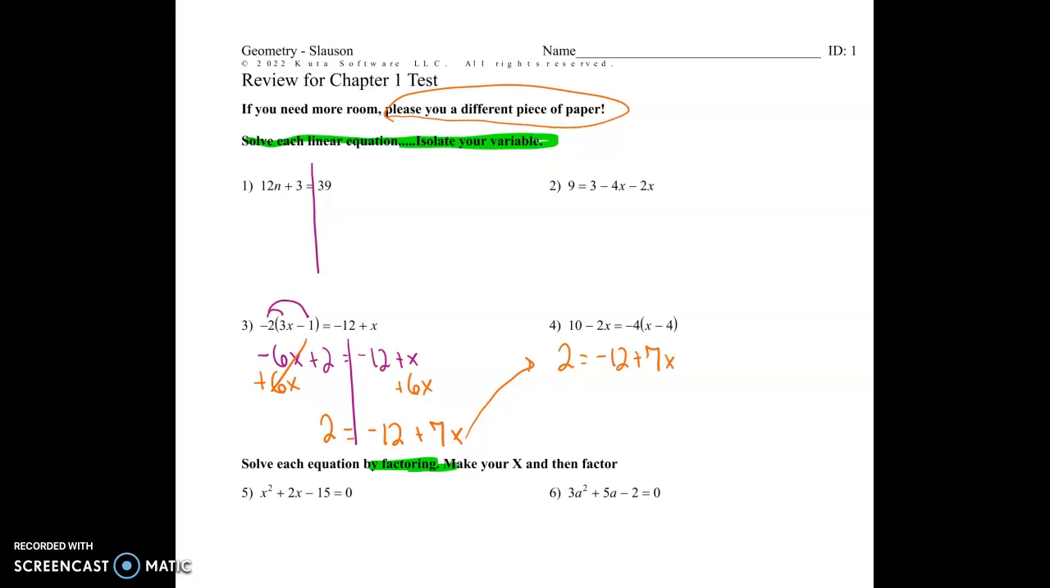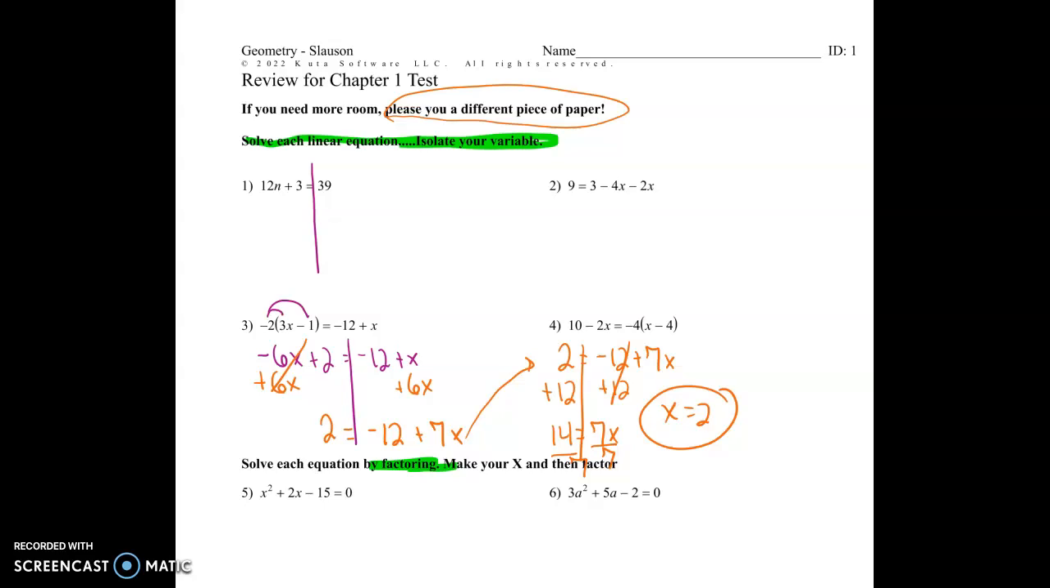In order to get x alone, I'm going to add 12 first, so that cancels out here, add 12 here, and now that leaves me with 14 and 7x. And now to get x alone, I'm going to divide by 7. And when I'm done, the answer to number 3 is 2.